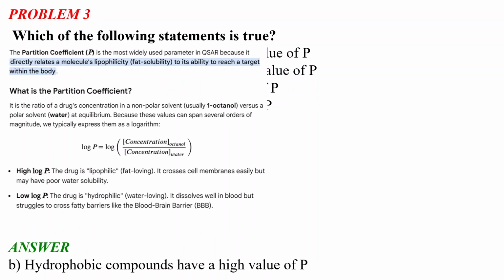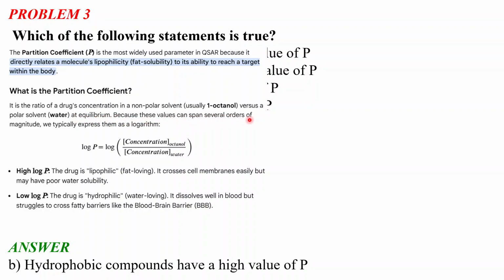Now let us understand what the partition coefficient is and why it is very important in our QSAR studies. The partition coefficient P is the most widely used parameter in QSAR because it directly relates a molecule's lipophilicity, or fat solubility, to its ability to reach the target within the body. So what is the partition coefficient? It is the ratio of the drug's concentration in a non-polar solvent, usually 1-octanol, versus a polar solvent, that is usually water, at equilibrium.